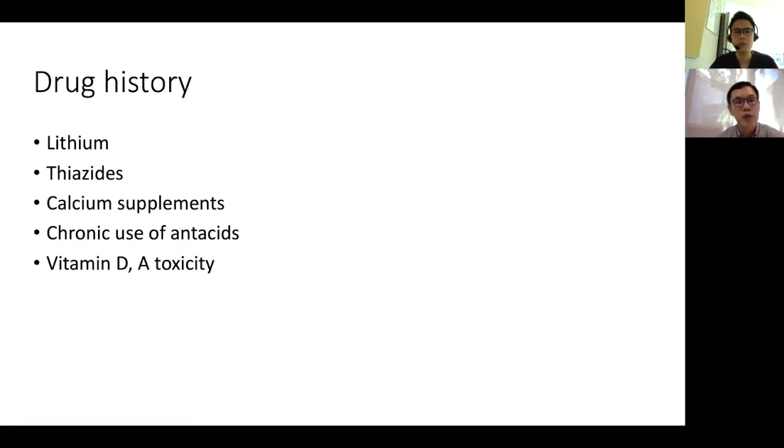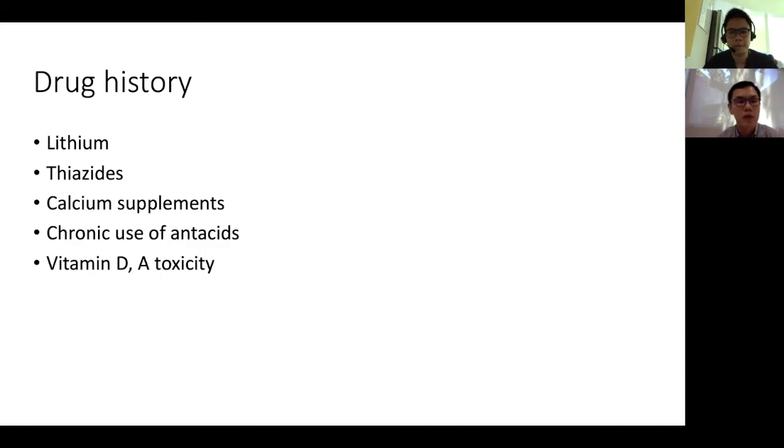And then thiazides actually affect the urinary calcium excretion, so there's reduced clearance of calcium from the body. But we use thiazides quite a fair bit, and most patients don't usually get high calcium. So it's usually if there's some combined pathology in the background, the thiazides sort of unmask the hypercalcemia or make it more prominent.